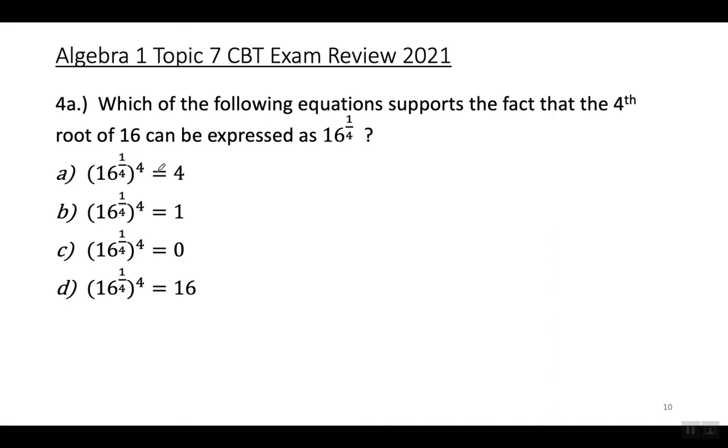All right, so let's look at letter A. Now, what do we do when we have an exponent raised to the power of another exponent? You multiply the exponents. Cuando tenemos un exponente encima de otro exponente, lo tenemos que multiplicar. So what's 1 over 4 times 4? 1 over 4 times 4 is 4 over 4.